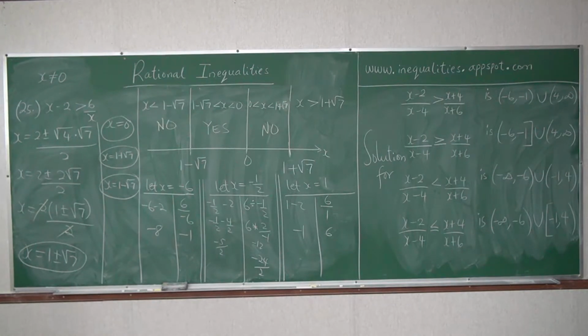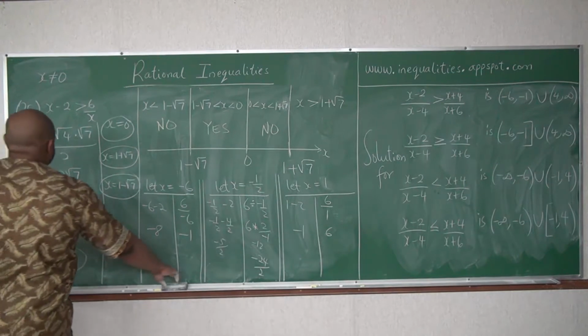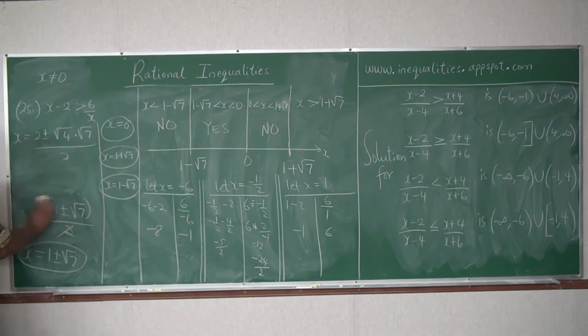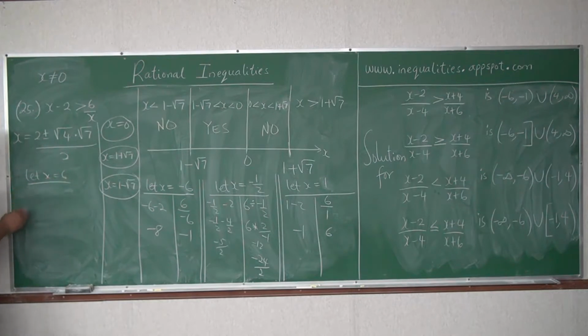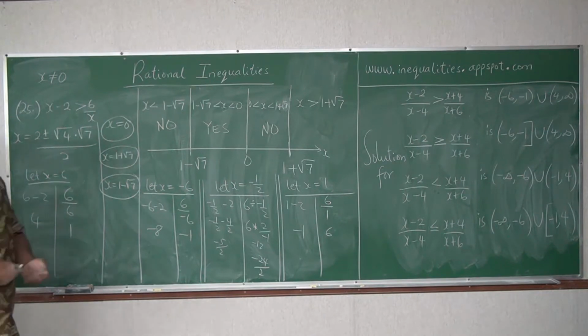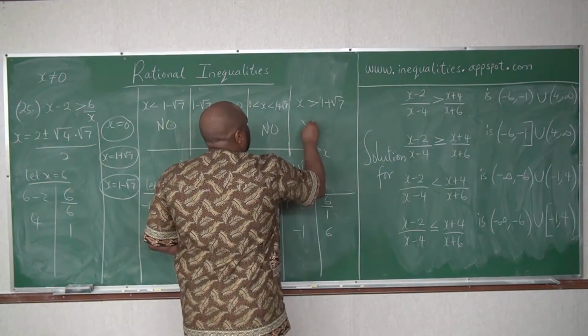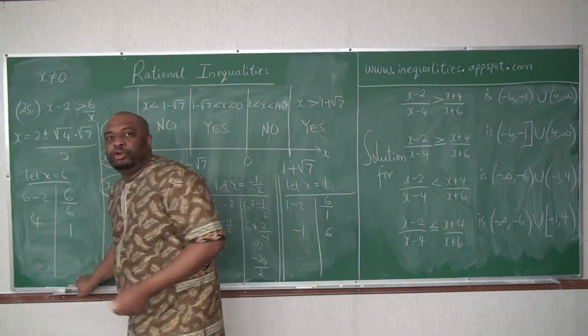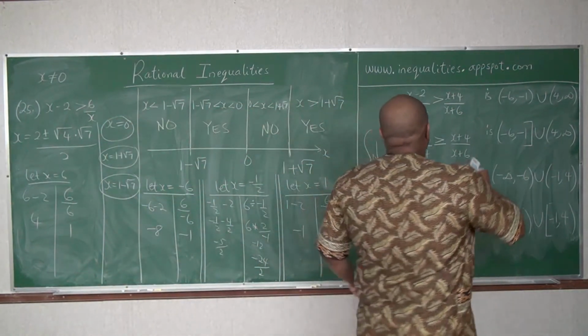Then the last interval, let's use 6. Let x equal 6. So this will be 6 minus 2, which is 4 on the left, then 6 over 6, which is 1 on the right. 4 is greater than 1. So this is yes. Okay. Good people, right? You're good, right?